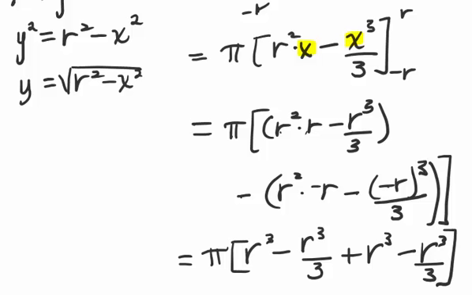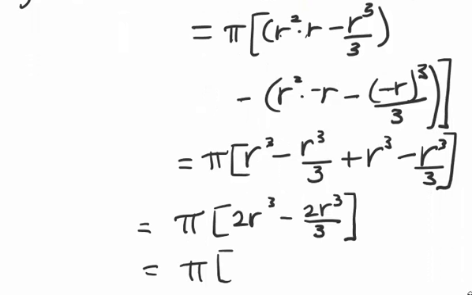And let's see, we have r cubed plus r cubed, so that's 2r cubed, and then negative r cubed over 3 minus r cubed over 3 is negative 2r cubed over 3. Okay, and if you get a common denominator, the first term inside the brackets becomes 6r cubed over 3 minus 2r cubed over 3, or 4r cubed over 3. And lastly, this looks like 4/3 pi r cubed.